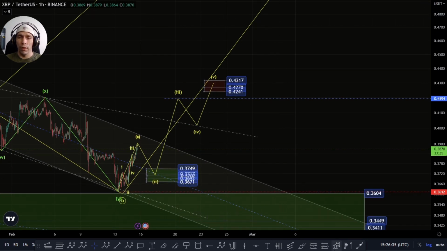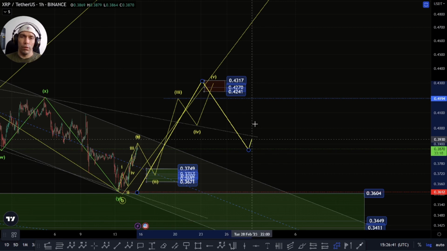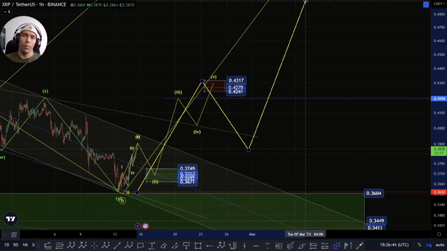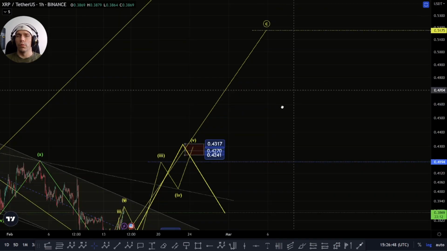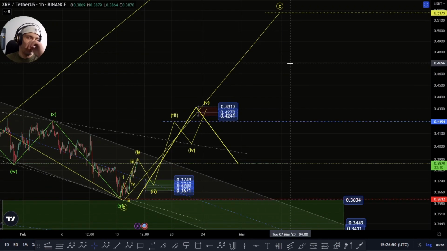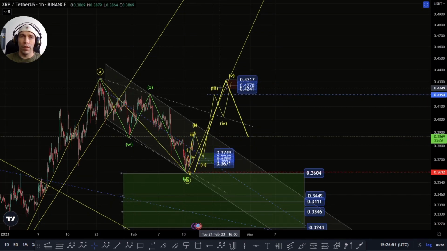So we'd have to argue that if we did form a bigger 5-wave structure like this, this could then potentially become a 1 and a 2, and then we look to push up for a bigger third wave and move up towards the 1-to-1 of the C wave up here. So we'll have to just keep an eye on it. Sometimes these C waves can fall short.